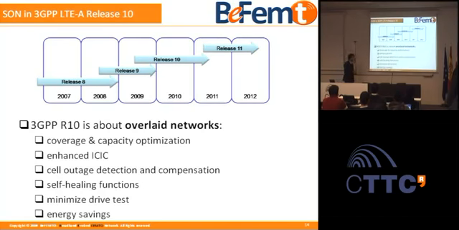Release 10 moved away from a single network and looked at overlay networks. If you have a macro cell and a micro cell, how does that go? How do you load the traffic back and forth? How do you optimize it in an automated manner without spending time to actually configure the system? Again, there were coverage and capacity optimization tools, enhanced interference control, and so on. Loads of self-healing functions, and energy savings came in for the first time, and that's something interesting.